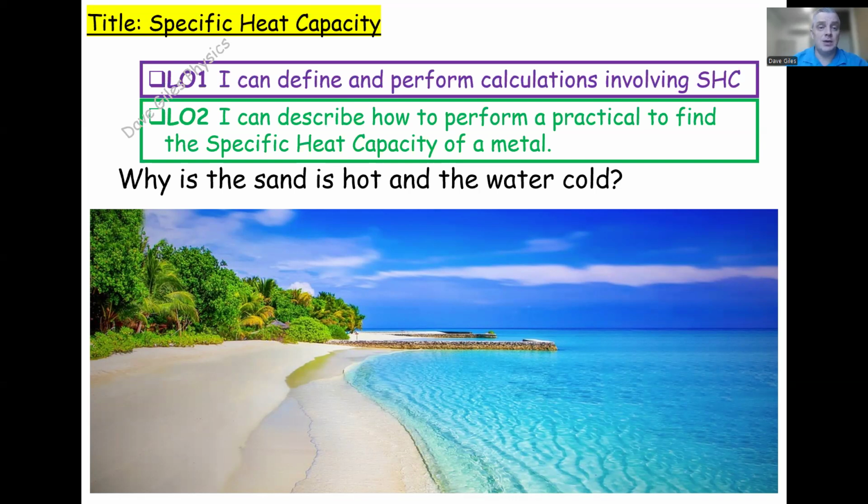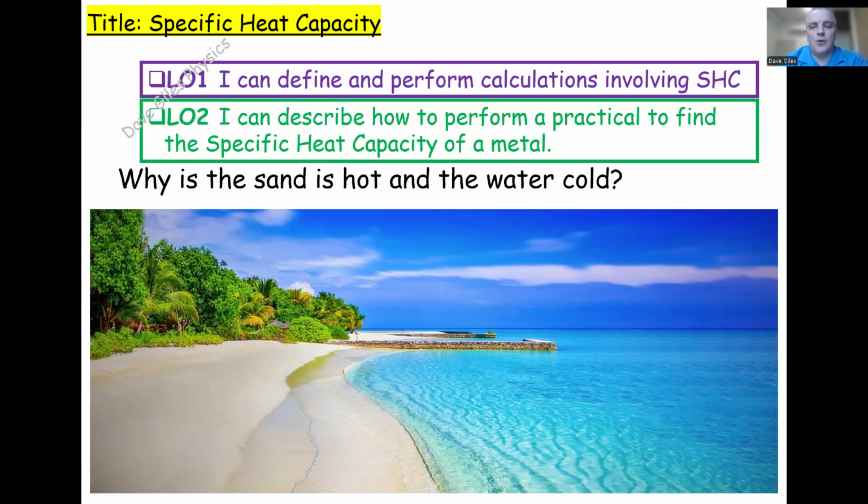And as you can see, today we're looking at specific heat capacity. So two learning objectives for today. The first one is define and perform calculations involving SHC, which is specific heat capacity. And the second one is describe how to perform a practical to find the specific heat capacity of a metal.